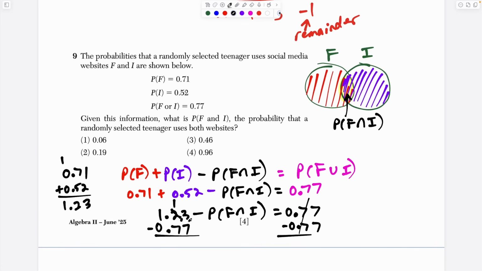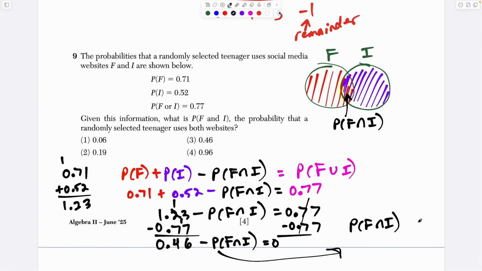So I'm going to borrow, and then 13 minus 7 is 6. And then here it's like I'm doing 11 minus 7 is 4. So I get 0.46 minus the probability of F and I is equal to the right side, which is 0. And now if I just add this term to the other side, this tells me that the probability of F and I occurring is equal to 0.46, which is choice 3.